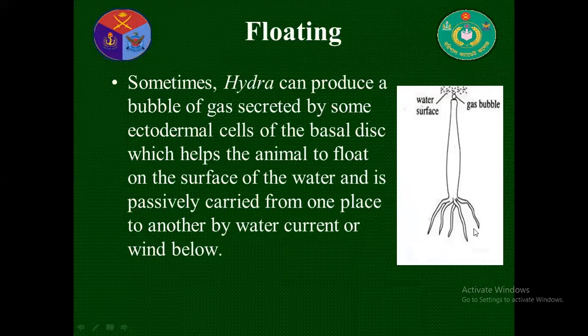Floating. Sometimes Hydra can produce a bubble of gas secreted by some ectodermal cells of the basal disc, which helps the animal to float on the surface of the water and is passively carried from one place to another by water current or wind blow. Look, this is another locomotion called floating. The gas bubble is produced by gland cells, and after that their body is light and they can float on the water surface.